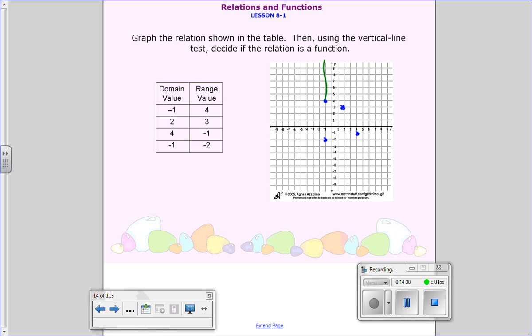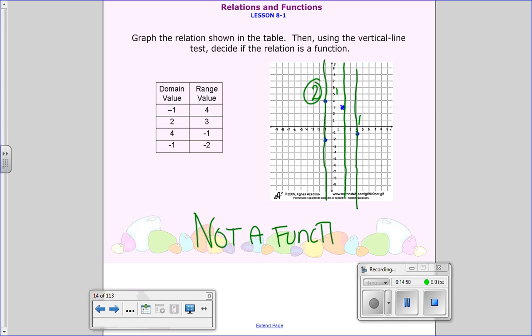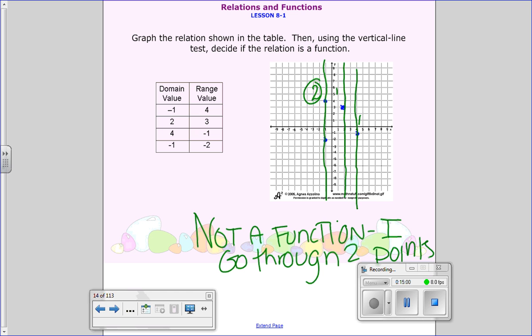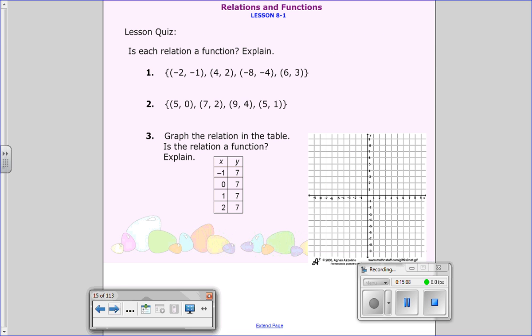And again, I go through my first line that has points, and I take a look. Well, here, I already can tell, but I'll graph all of them. Here I only cross through 1 point. Here I cross through 1. But this first line, I cross through 2 points. So this is not a function. And why? Well, I go through 2 points at once, so that's how I know it is not a function. All right, so that's your lesson for tonight.